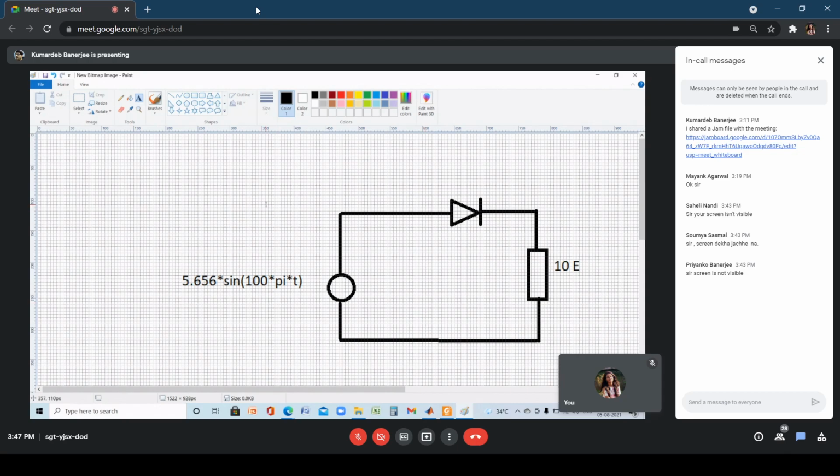When I want to find it theoretically, what I'll do, I'll remove this diode and replace it by its corresponding linear model. What is the linear model? It's characterized by a voltage which is equal to V gamma and a resistance which is equal to RD, the dynamic resistance.